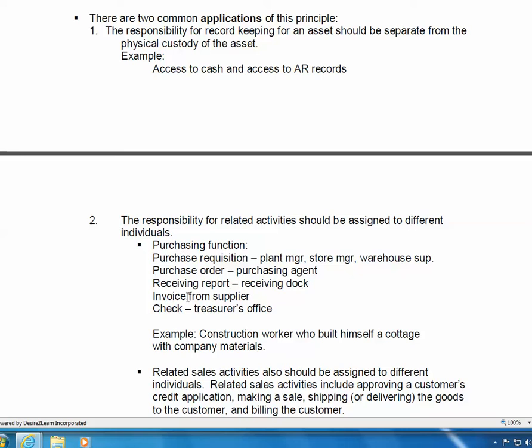We want to make sure that before something is approved for payment, that the bill agrees with what we received, and that agrees with what we ordered, and that agrees with what we said we needed in the first place. So the accounting department will ensure that all those documents are in agreement. Then they'll send the whole bundle to our treasurer's office where a check is written. You can see that this whole process takes more than 5 minutes, and it takes more than one person.